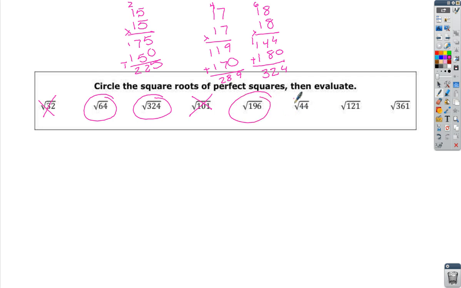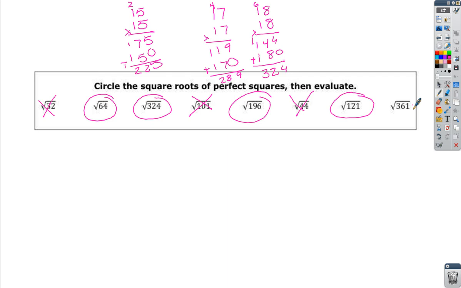So now we have 44. We need to think about what times what could get us to 44. Well, we have 6 times 6 is 36, 7 times 7 is 49, so we passed 44, so that is not a perfect square. 121, what times itself could get us to 121? So we know 10 times 10 is 100. 11 times 11 is 121, so yes, that would be a perfect square.